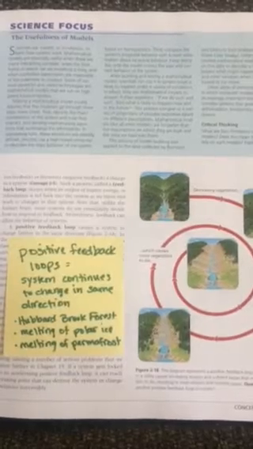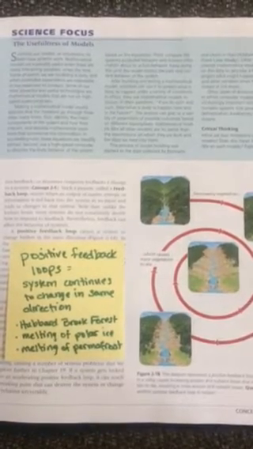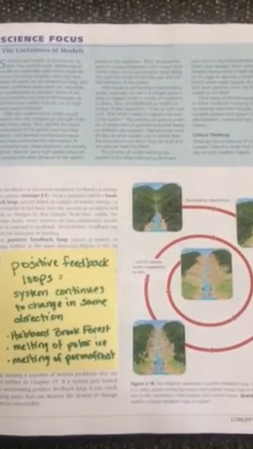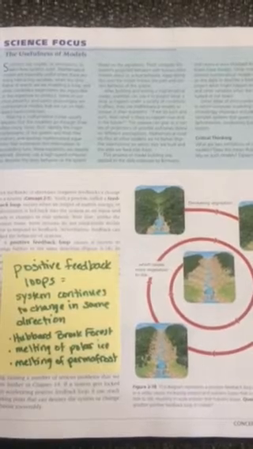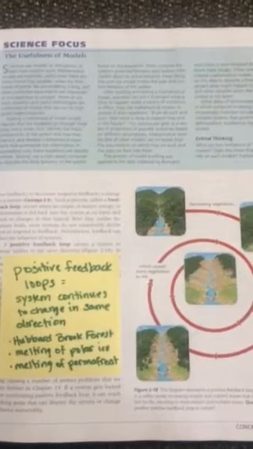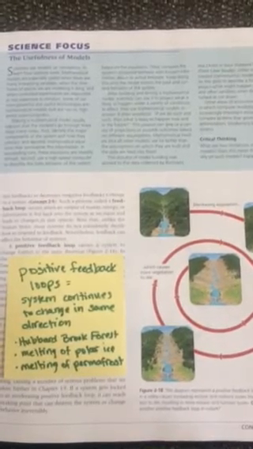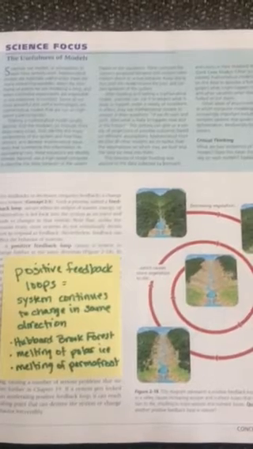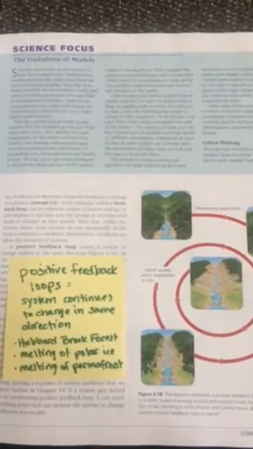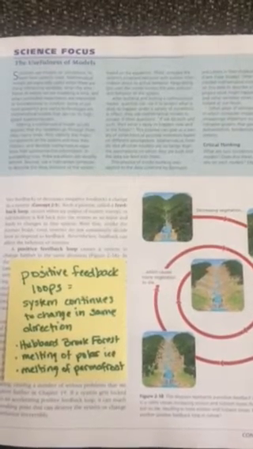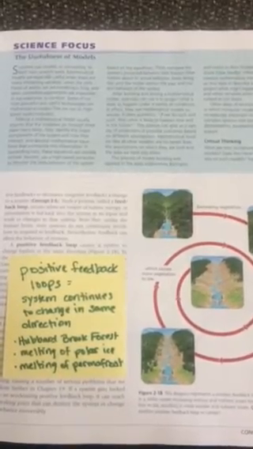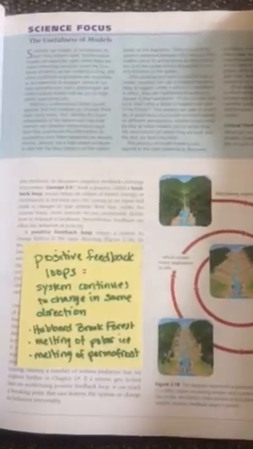Another example is the melting of polar ice. As ice melts, we get more ocean water, which is darker in color, which absorbs more of that light and therefore more heat energy. So you get more melting of ice, more darker ocean water, less of that reflective ice, etc. So that keeps that system going. Another example is when permafrost thaws, it releases methane, which is a very powerful greenhouse gas, which increases temperatures, which causes more thawing of permafrost, which means you get more methane, etc. So those are positive feedback loops.